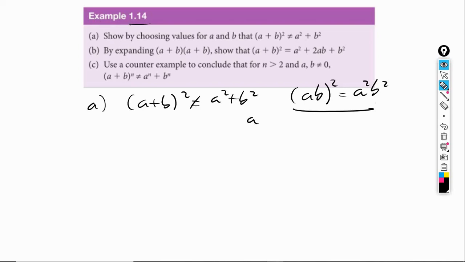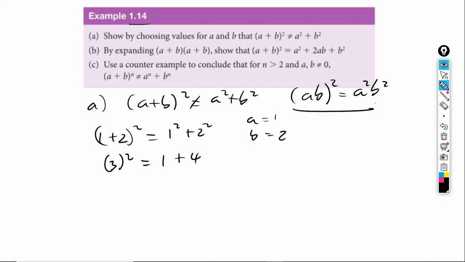So if we have a equal to 1, for example, and b equal to 2, then we would have (1 plus 2) squared, and let's assume it's true, is equal to 1 squared plus 2 squared. 1 plus 2 is 3, so this would be 3 squared, and then 1 squared is 1, and 2 squared is 4, so this is 1 plus 4. Now notice that obviously 9 is not equal to 5, therefore this is false, and so is this, forever and ever false. So please don't fall into that common trap.